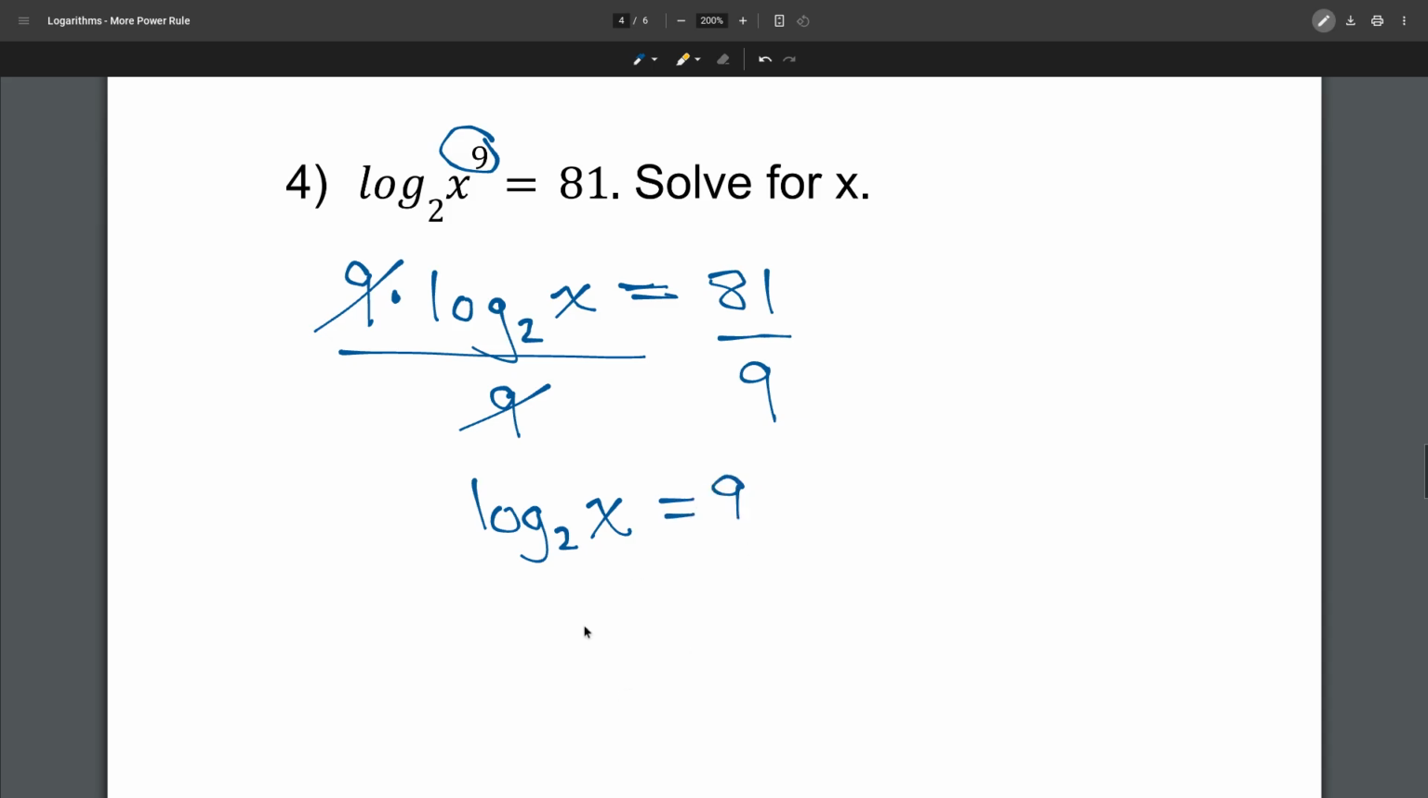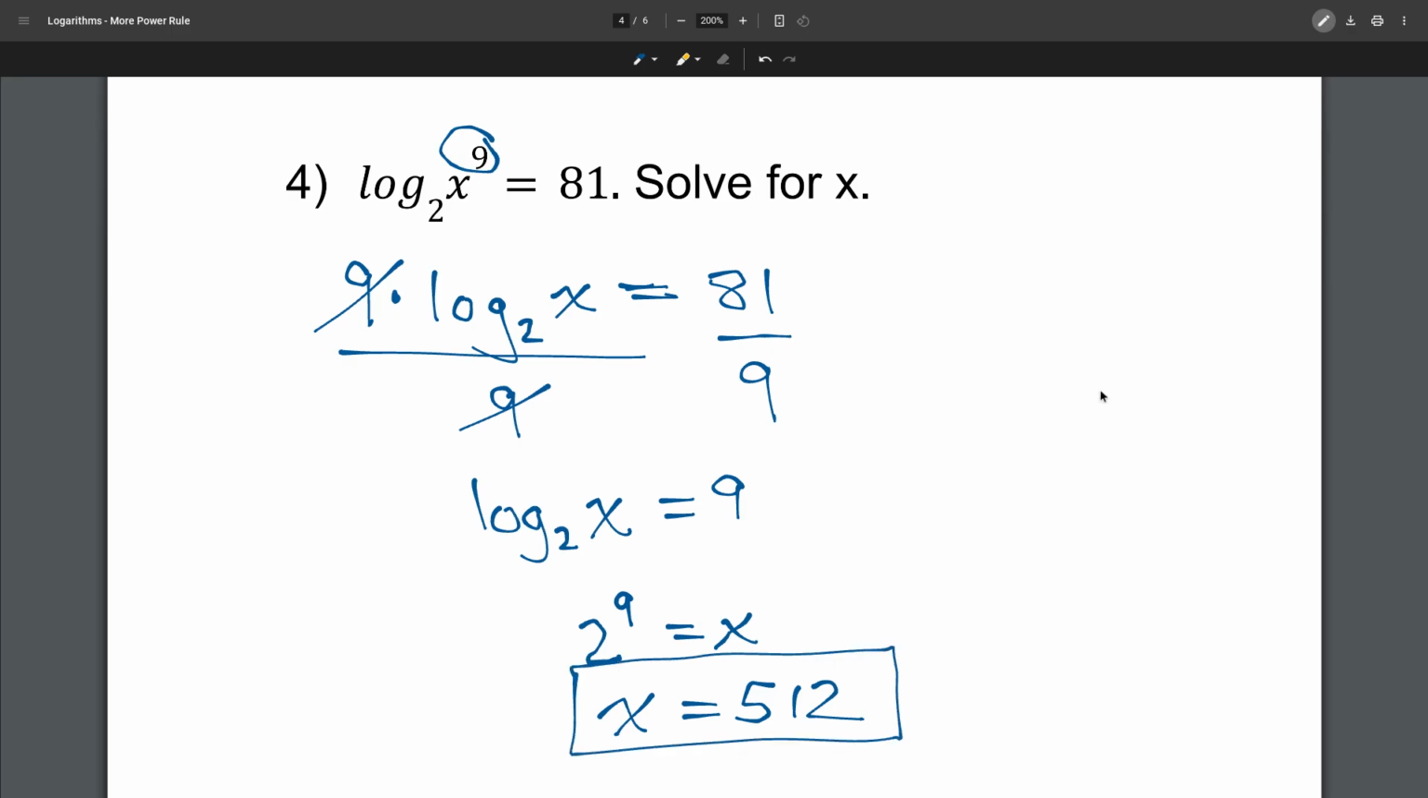So if I write this in exponential form, I'm going to write 2, the base, to the power 9 equals x. So 2 to the 7th power is 128. 2 to the 8th power, we multiply by another 2, is 256. And therefore 2 to the 9th power would be 512. So x is going to equal 512. Okay, let's keep going.